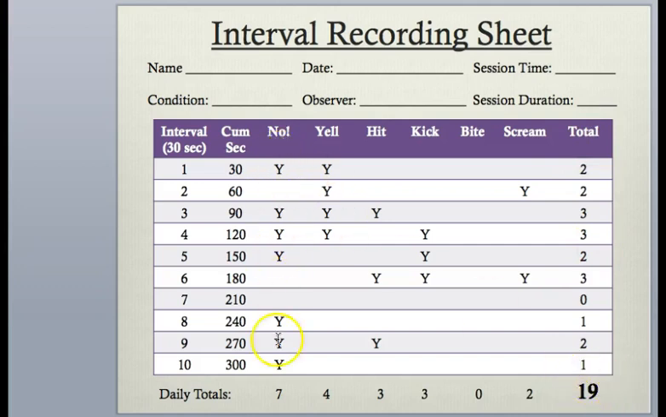I can also total them for each behavior. So I can see that behavior tended to escalate from 2s to 3s, and then it began to drop off. And the most common behavior is no and yelling, and then hitting and kicking, biting and screaming are relatively rare. But when I add either this row or this column, I should come up with a total number of behaviors.